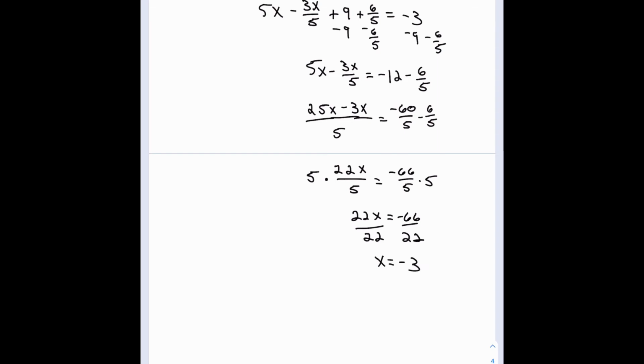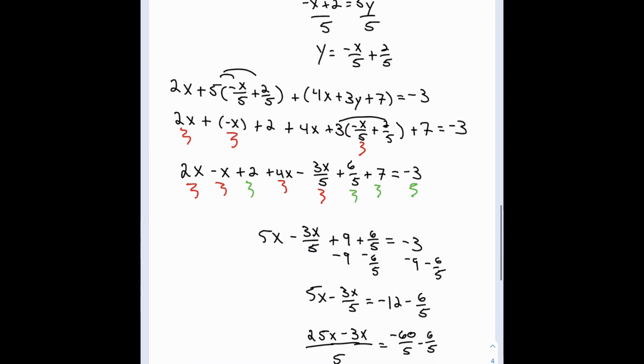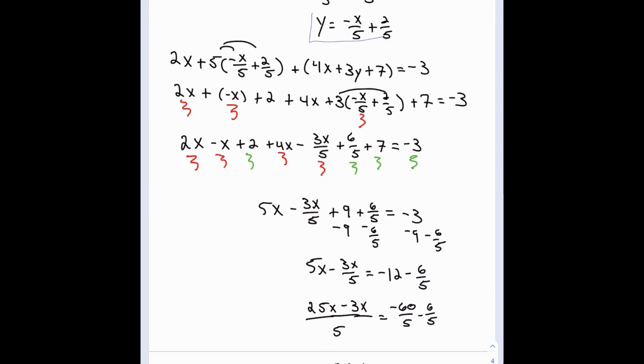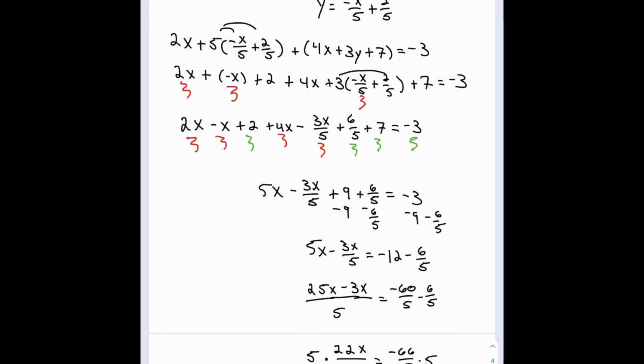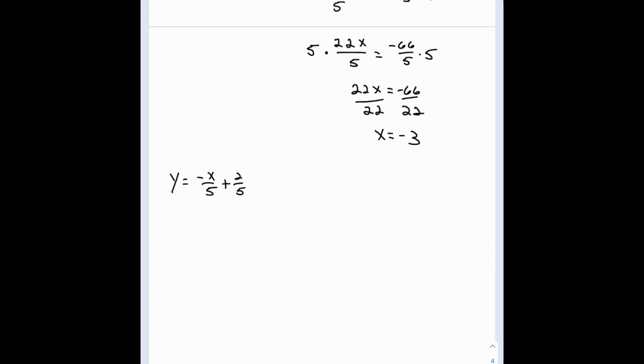Now that we know what x is, we can solve for y pretty easily, right? Because we know what y is in terms of x. So let's take this, and then let's substitute in x equals negative 3 to this equation. And then we will find the value of y. So y equals negative 3 over 5 plus 2 over 5. So y equals 3 fifths plus 2 fifths, which is 5 fifths. So y equals 1.